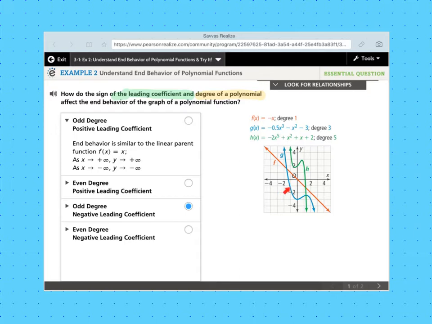When x approaches positive infinity, y is going down, approaching negative infinity. When x approaches negative infinity, y is going up, approaching positive infinity. Okay, so that's fairly straightforward. So when you're given a cubic function, for example, just think about how f of x equals x behaves, and it follows that. By the same token, now let's evaluate even degrees.